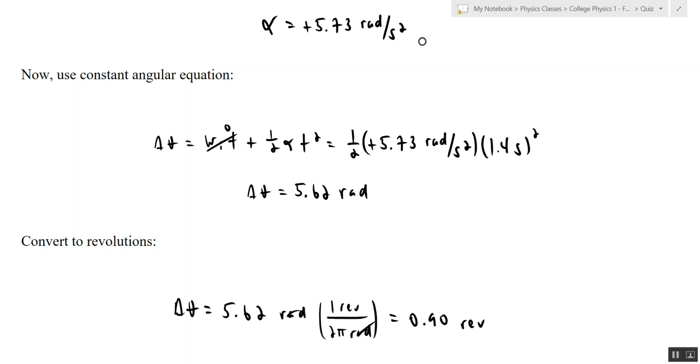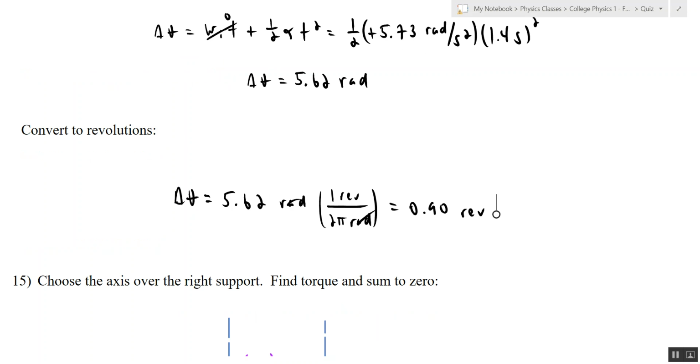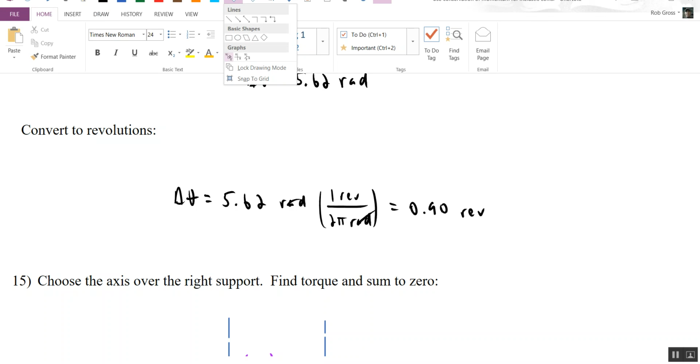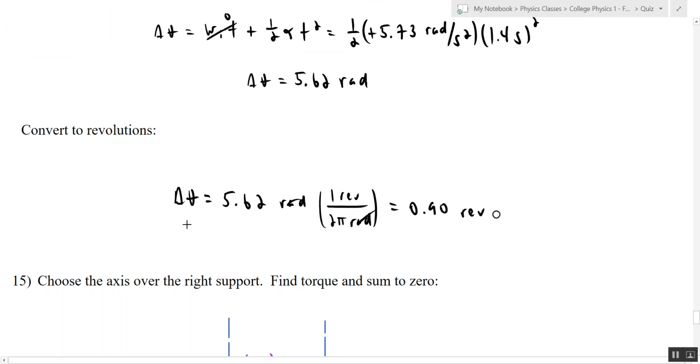So once again, we're asking for a delta theta type thing. We know it starts from rest. We know alpha and we know t. So this is the equation that we use. You plug in alpha and the time, and that gives you how far it spun in radians, and then you once again convert, like we did a few problems ago, from radians to revolutions, and that gives you how many revolutions it makes.